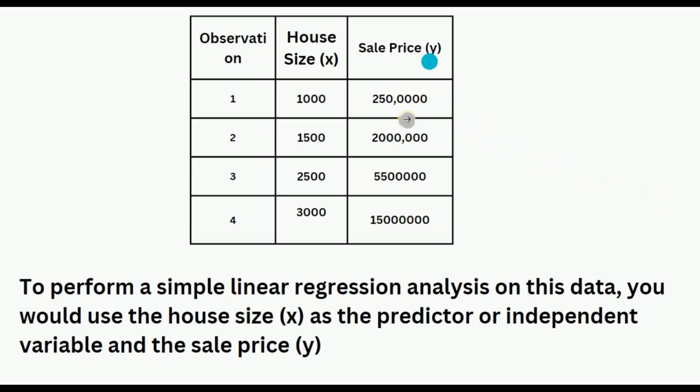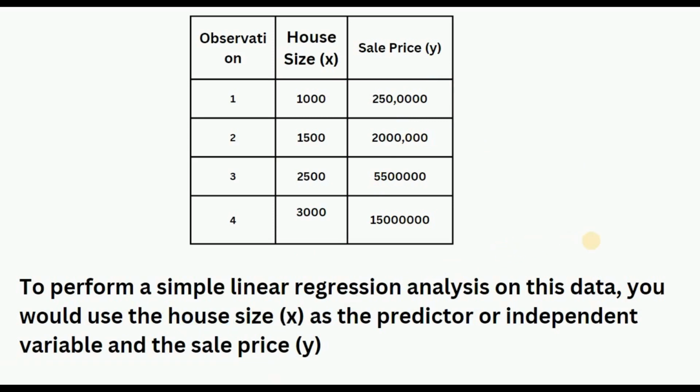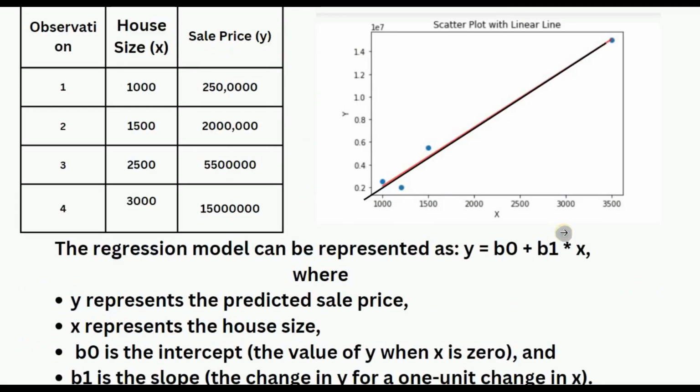So now we have data here. To perform linear regression analysis on this data, you would use X as predictor. Another name for independent variable is predictor. So house size X is the predictor or independent variable, and sales price Y is our dependent variable. For that we will use a formula: Y equals beta null plus beta 1 multiplied by X. So this is our formula.